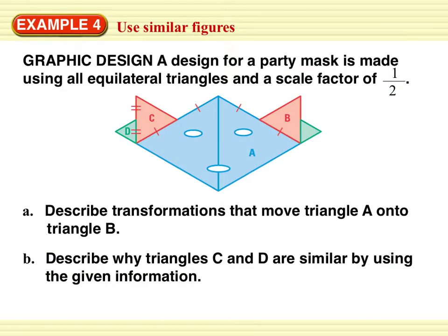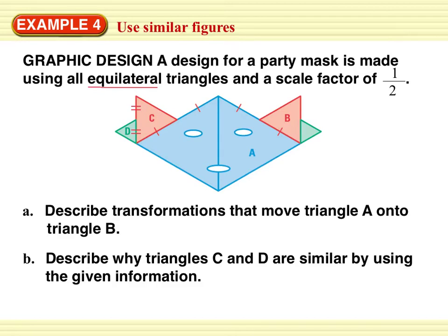Example 4. Using similar figures. Graphic design. A design for a party mask is made using all equilateral triangles and a scale factor of 1/2. If you remember, equilateral means equal sides, equal angles, and all the angles have to be 60 degrees. Just throwing that out there to remind you.